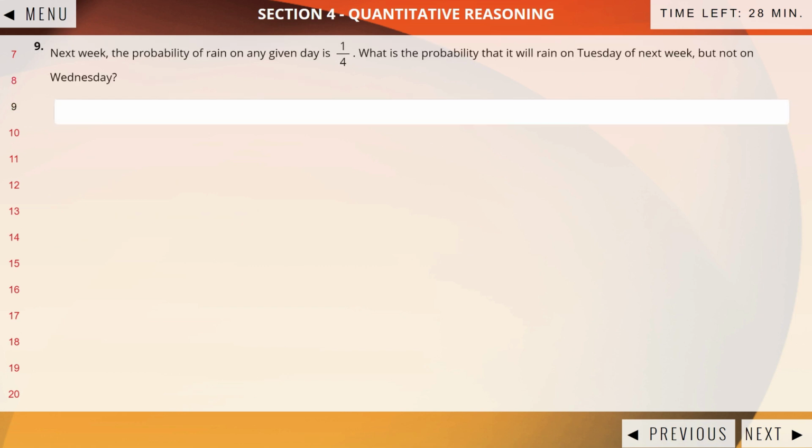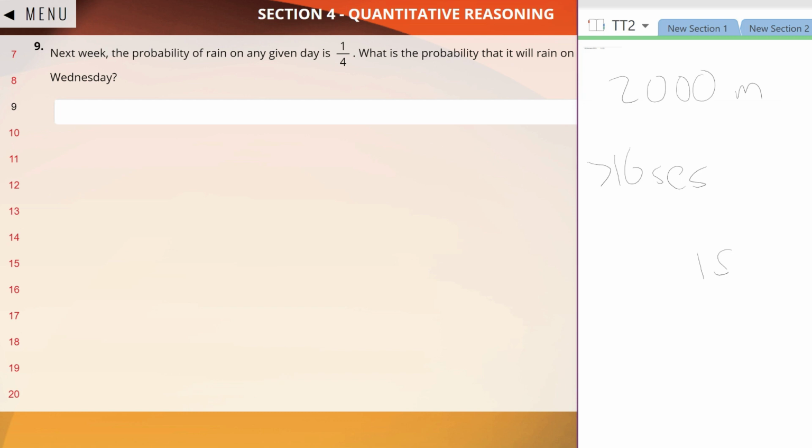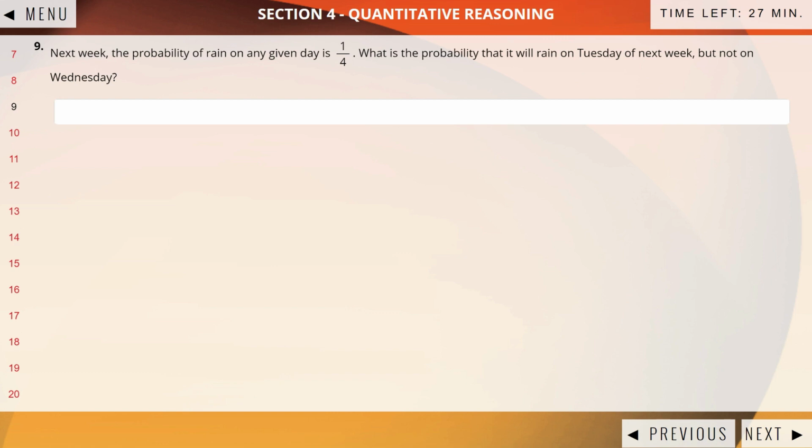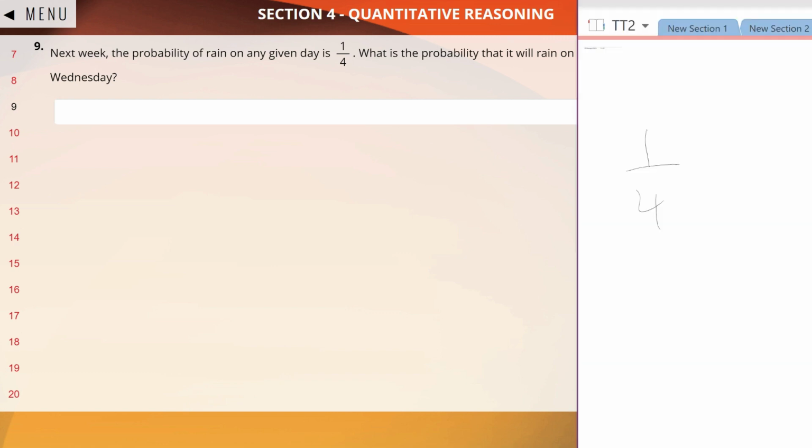Next week, the probability of rain on any given day is a quarter. What is the probability that it will rain on Tuesday of next week, but not on Wednesday? Probability that it will rain on Tuesday. So raining on Tuesday would be a quarter. I'll watch out for a trap here. Rain on Tuesday would be a quarter, and then not on Wednesday. Well, 3/4 is the chance of it not raining on a given day. So given that it's event A and event B that we want, we're multiplying. So that would be 3/16.